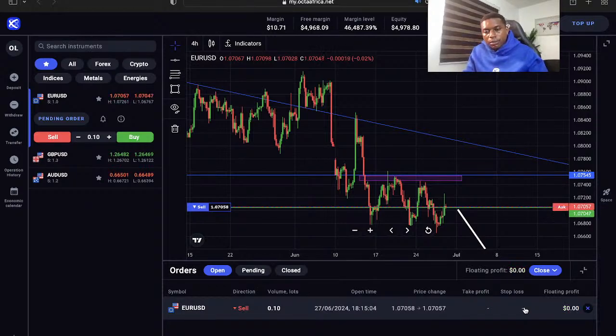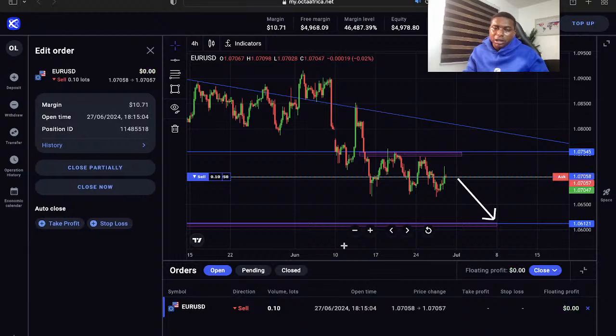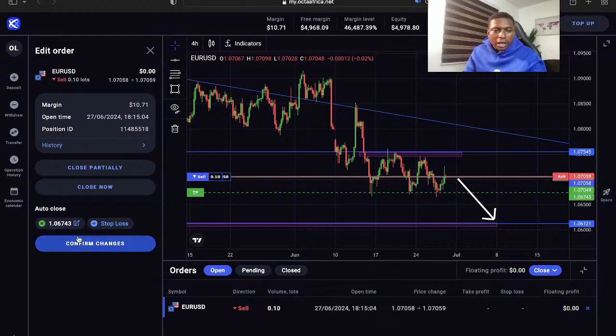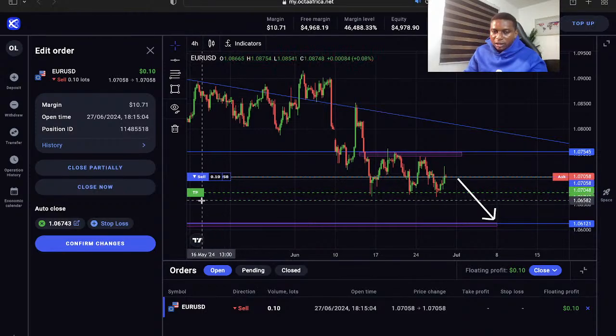Now once I tap on it, can you see this pops out? Okay, and then it's asking me, do I want to take profit or do I want to set my stop loss? So I said, okay, I want to set my take profit. Then you can see that it auto generates a take profit level for me, which I don't want, as you can see.